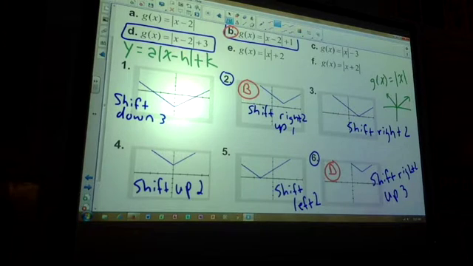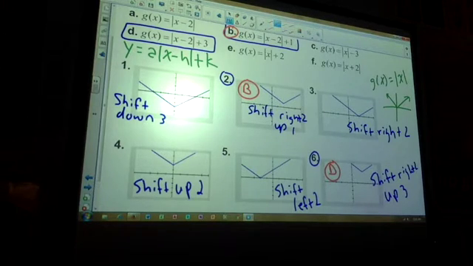Okay, so on the outside of the absolute value, that's going to dictate whether the graph itself goes up or down. It's going to go up if it's positive. It's going to go down if it's negative. If it's inside the absolute value, it's going to go the opposite of what we think. So if it's a minus, we're going to go right. If it's a positive, we're going to go left.